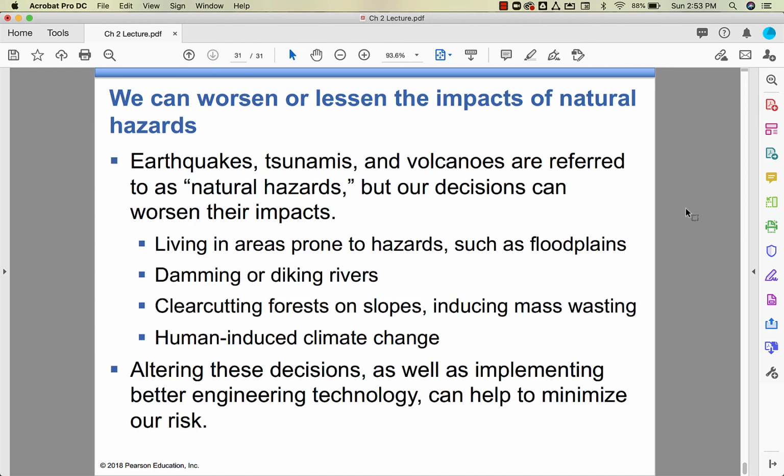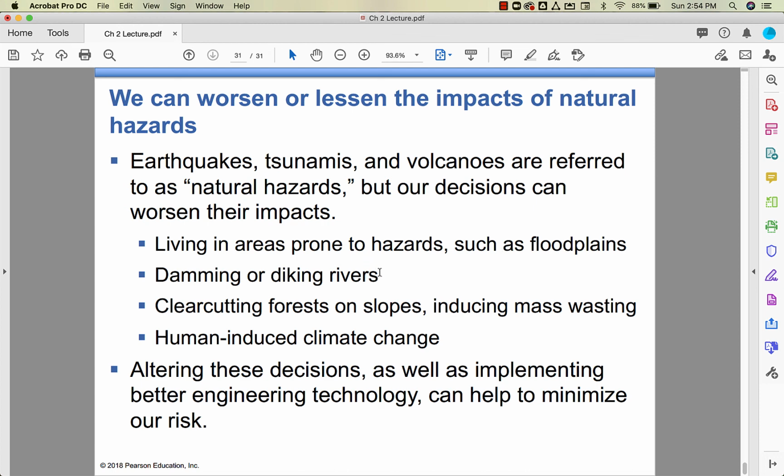So what can we do? All right, they're natural hazards, but things that we do can make their effects worse, right? So if we live in an area that's prone to hazard, so if we live in a floodplain, if we live in a tsunami zone, if we live in an area where a volcanic eruption is possible, we are increasing our risk, okay? But again, that goes back to the cost-benefit analysis. This is a cost, but is the benefit worth the risk?